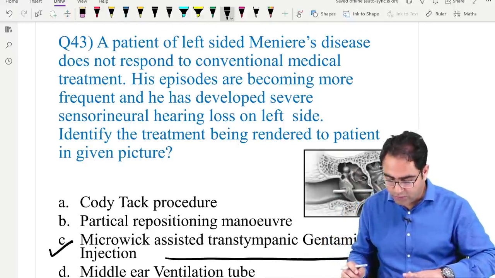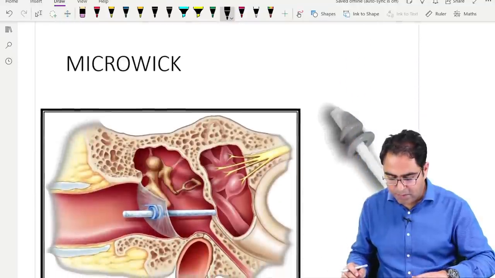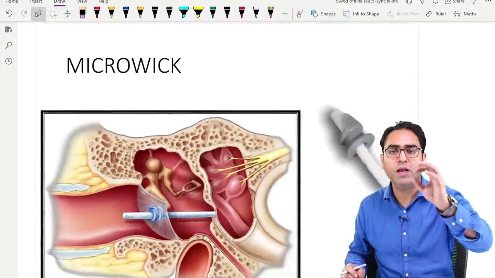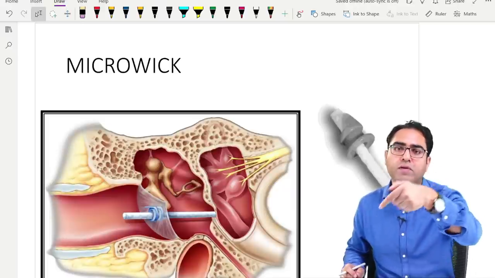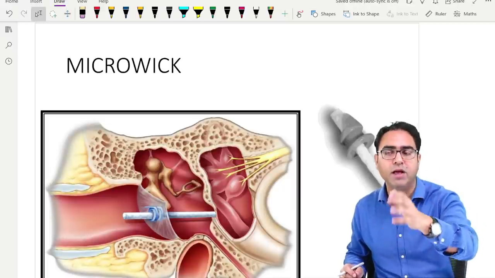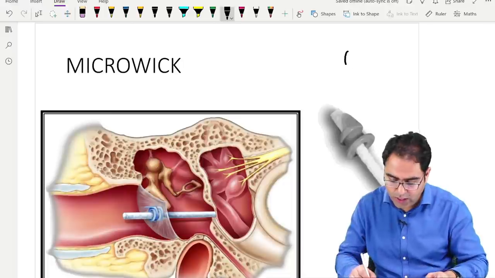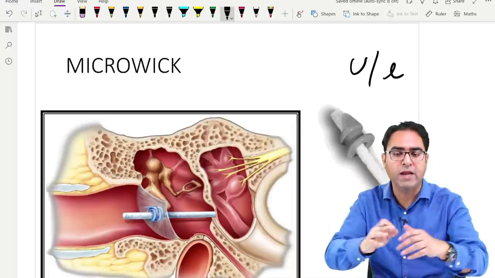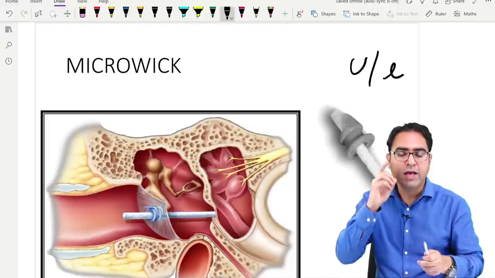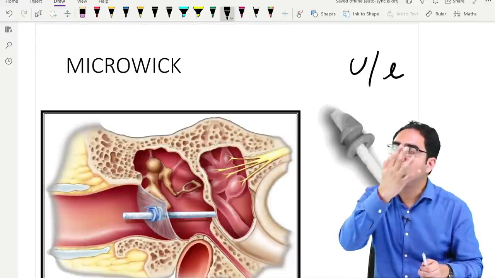Can you see the microwicks? Please see, this is a microwick. This can be a new visual question. Microwicks in ENT are used for transtympanic injection of drugs. Why are you injecting gentamicin? Meniere's is fortunately a unilateral disease, involving one ear, so you can damage one ear. You can sacrifice one ear.